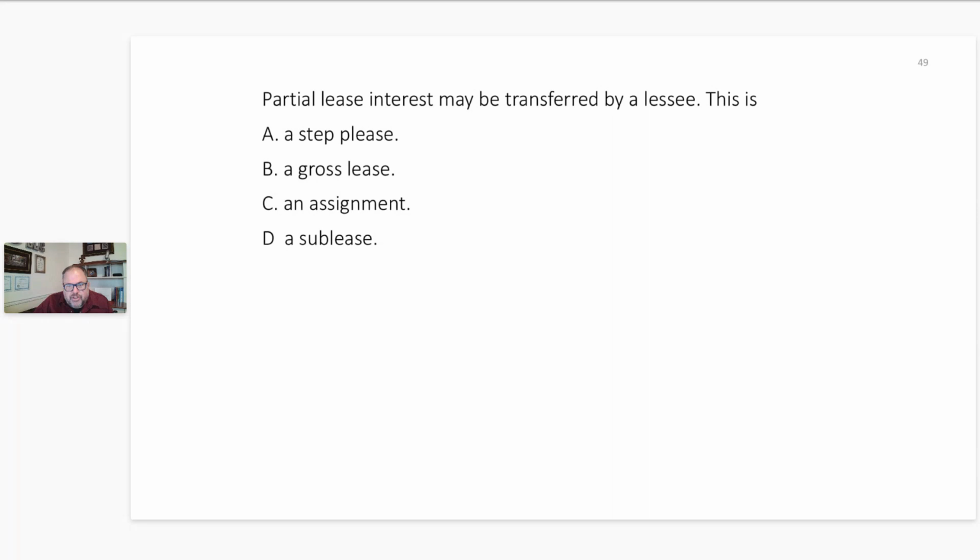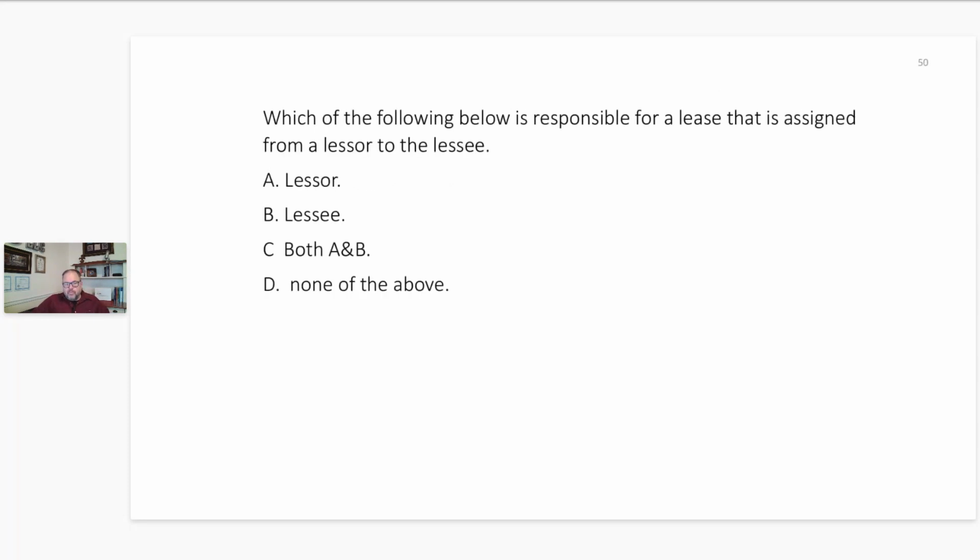Partial lease interest may be transferred by a lessee. This is a what? Okay. A partial lease is called a sublease. Okay. Very good. Now, the next question. Which of the following below is responsible for a lease that is assigned from a lessor to a lessee?